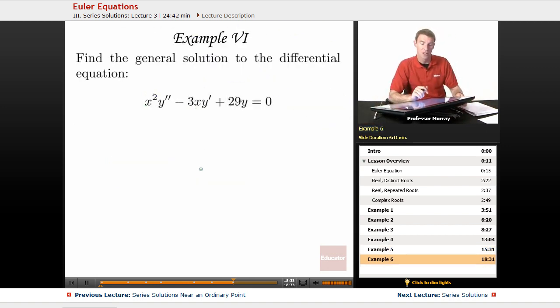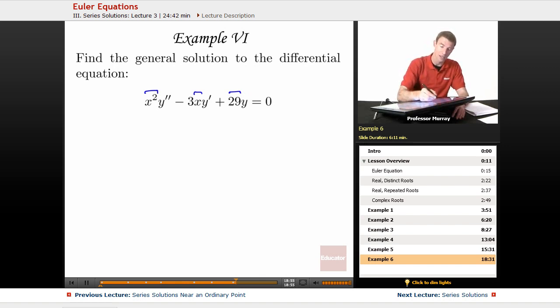So in example 6, we got the differential equation x squared y double prime minus 3xy prime plus 29y is equal to 0. As before, look at this, and we got x squared, x to the 1, and x to the 0. That means it is an Euler equation, so we can use what we've been learning in this lecture. So we're going to identify our alpha and our beta. Alpha is -3 here. Make sure you include the negative. Sometimes people will just see the 3 here, and they'll just say, okay, alpha is 3. And of course, that's going to lead you to disaster later on. So don't forget those negatives if they're part of it.